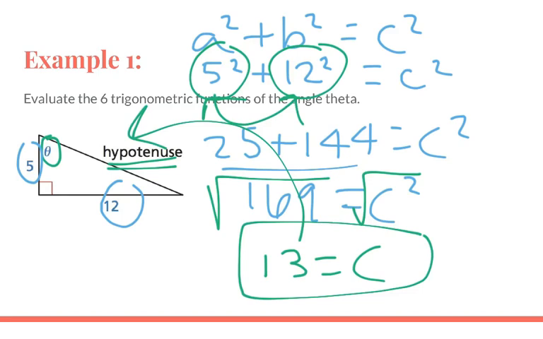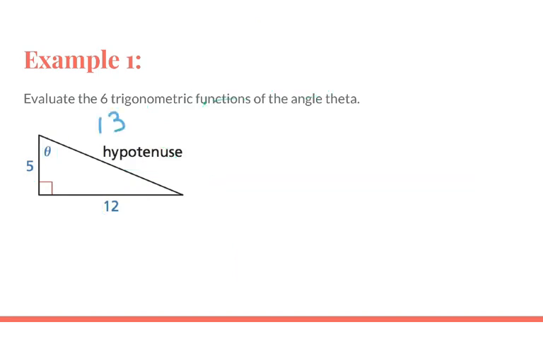So I'm going to erase all this work. If you need to pause the video here to fill in on your paper, go ahead and do that now, and I'm going to erase it and fill in 13 for the hypotenuse. Okay, so now we can continue with the problem, which is evaluating the 6 trig functions of the angle theta.